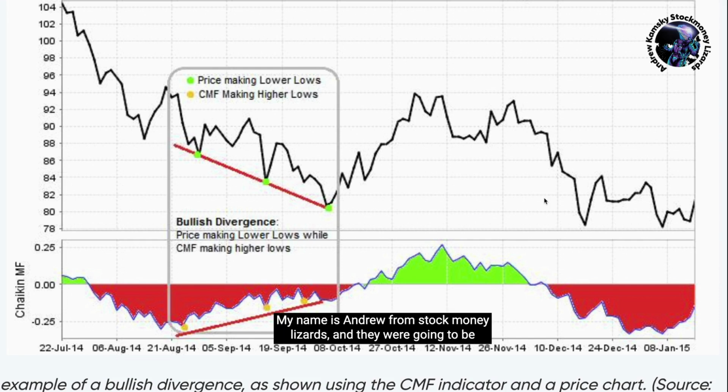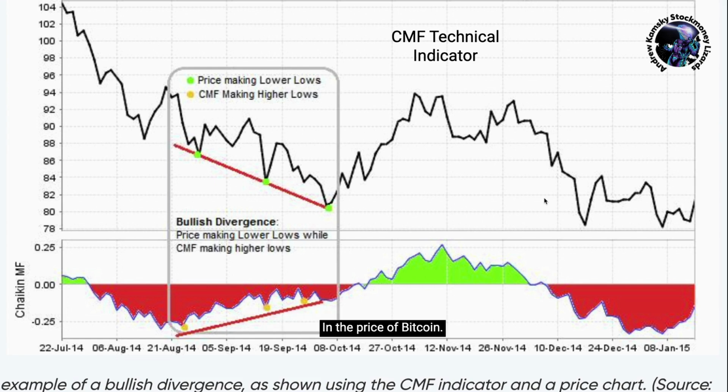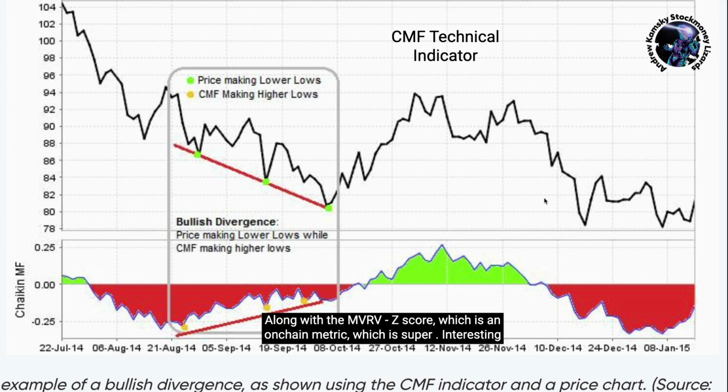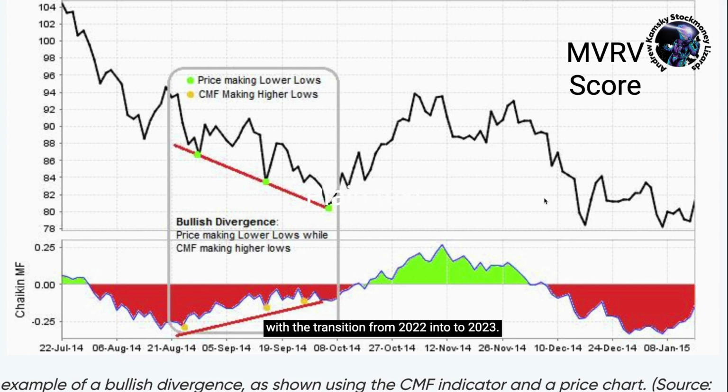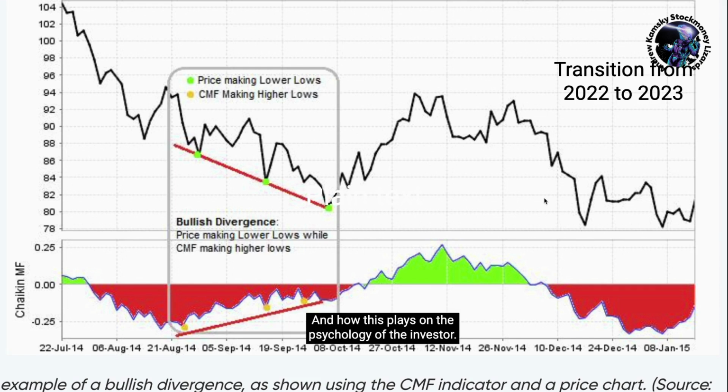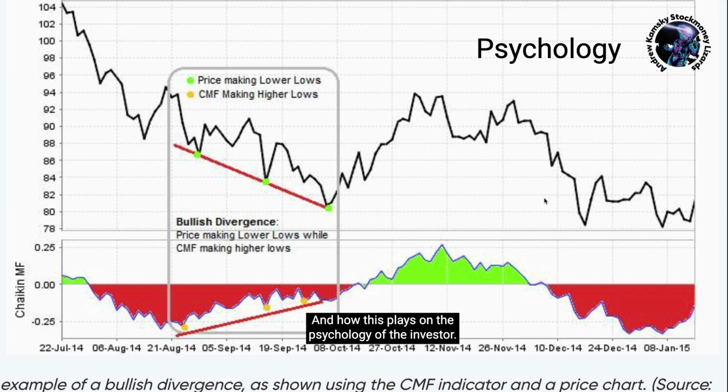Hello everybody, my name is Andrew from Stock Money Lizards, and today we're going to be discussing some technical indicators that are signaling a potential price increase in the price of Bitcoin, along with the EMV Z-score, which is an on-chain metric, which is super interesting, with the transition from 2022 into 2023 and how this plays on the psychology of the investor. Cool, so let's jump right into it.